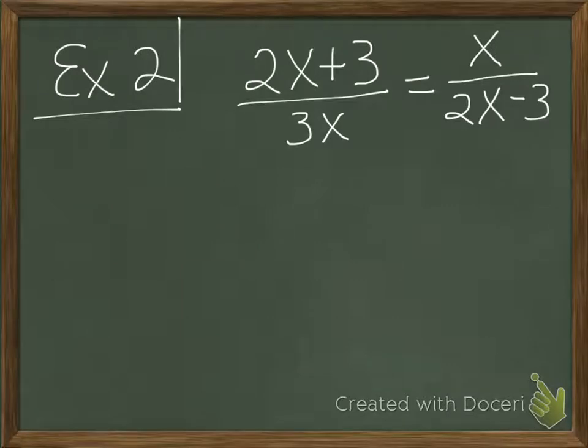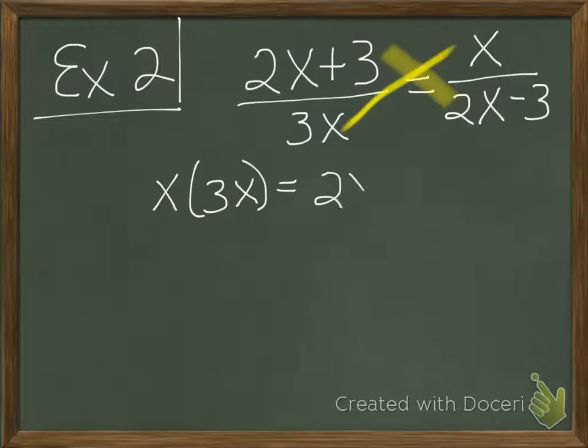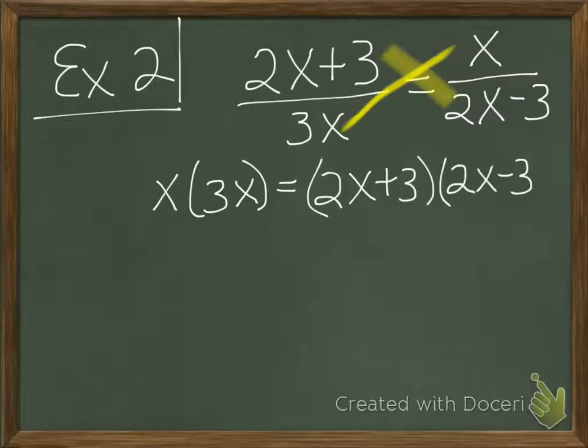This example, 2x plus 3 over 3x equals x over 2x minus 3, is already set up for cross multiplication. So I'm going to do x times 3x, and I'm going to do 2x plus 3 times 2x minus 3. So x times 3x equals 2x plus 3, which is its own group, times 2x minus 3, which is its own group. And now we're going to distribute.